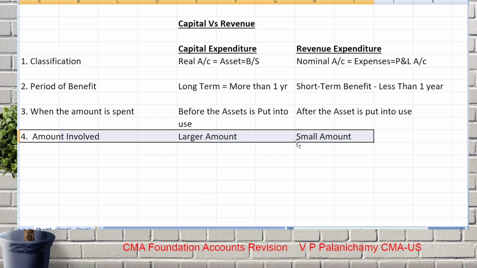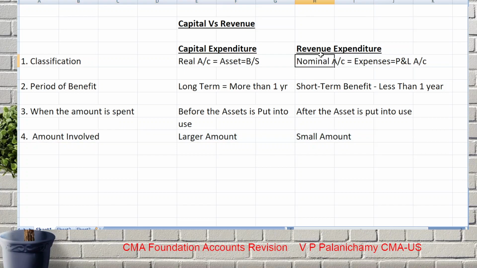For example, we are purchasing this tube light, 300 rupees. The guarantee is given for 5 years; within 5 years, if anything happens, you can replace it. The usage period is going to be how many years? 5 years. But what is the amount involved? Only 300 rupees. I'll call it as which one? Revenue expenditure. So some expenditures will appear like a capital expenditure, but when the amount is very small, we'll take it as revenue expenditure.